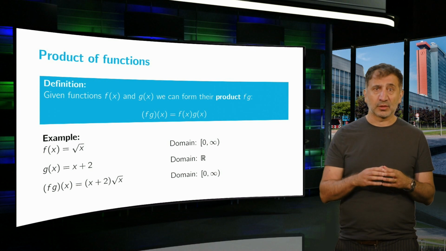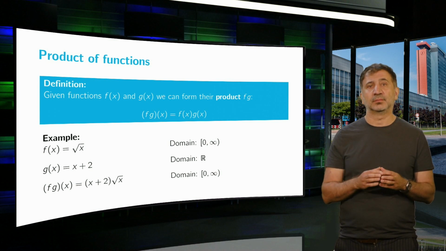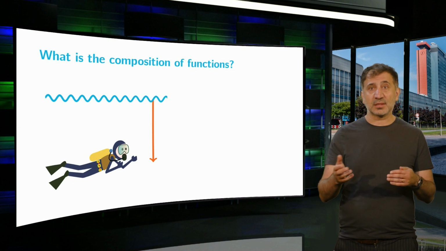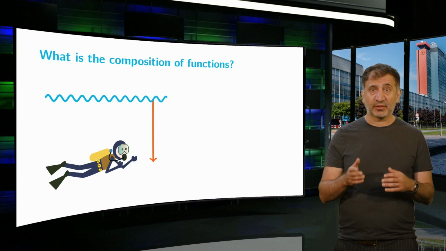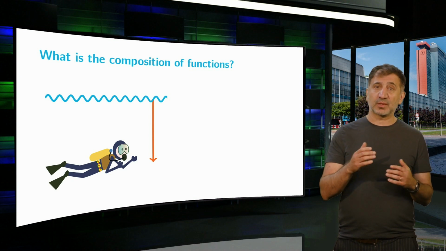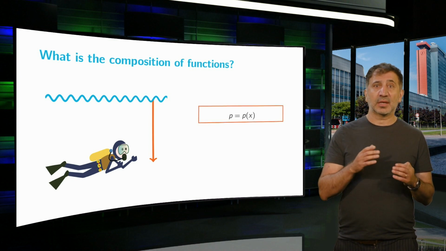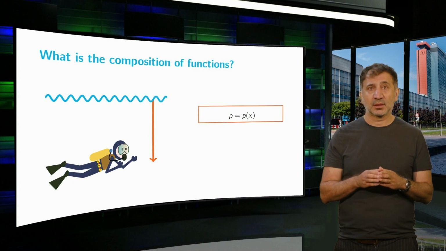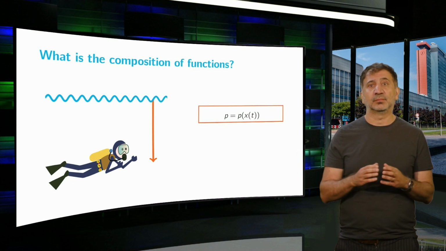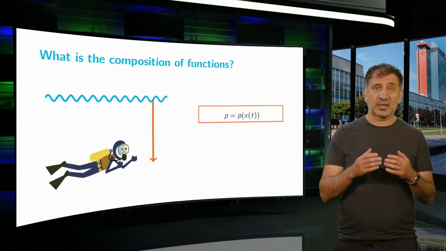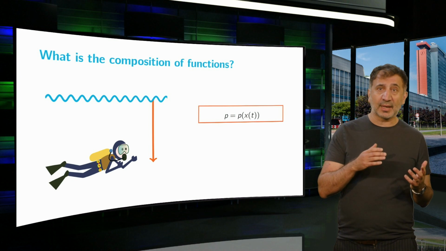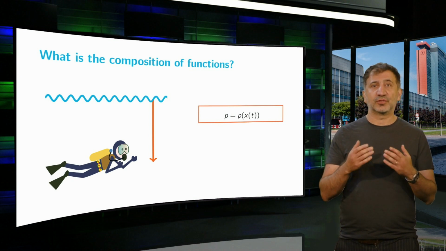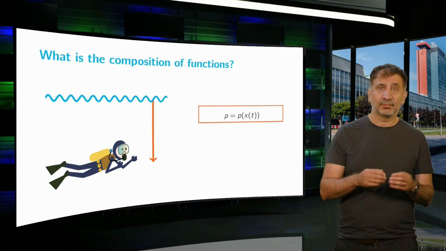Let us now consider the composition of two functions. Consider a diver in the sea. To avoid decompression sickness, the rate at which the diver can return to the surface must be restricted. During the diver's ascent, the pressure is a function of the depth x, which itself is a function of time. Thus, the pressure is given by p of x of t. The pressure as a function of the time t is an example of the composition of the function p of x and x of t.